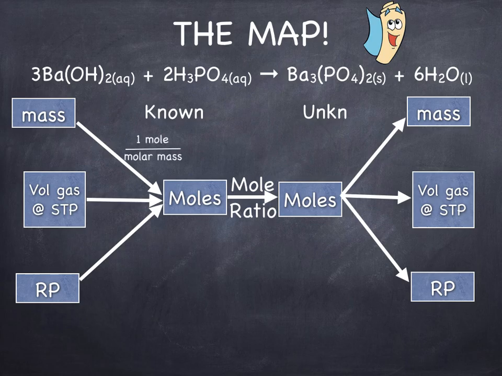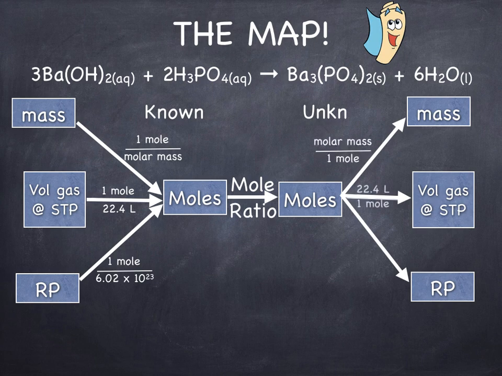Our conversions are well known: 1 mole over the molar mass, 1 mole over 22.4 liters, and 1 mole over 6.02 times 10 to the 23rd. On the unknown side, it would be the same set of conversions. We would just flip them with the 1 mole on the bottom. It wouldn't take a whole lot of time to try and memorize whether the 1 mole goes on top or the bottom when you're on the left side.